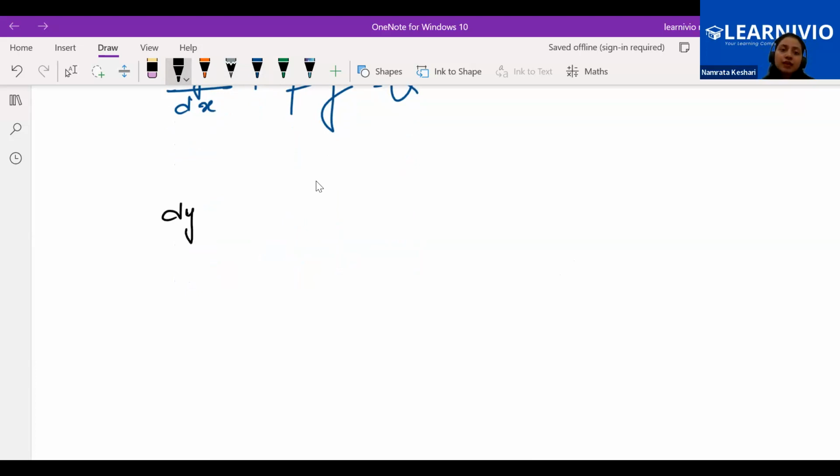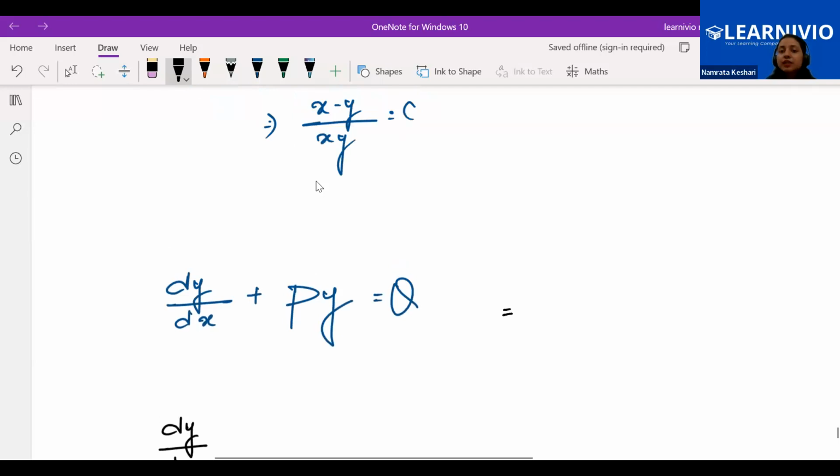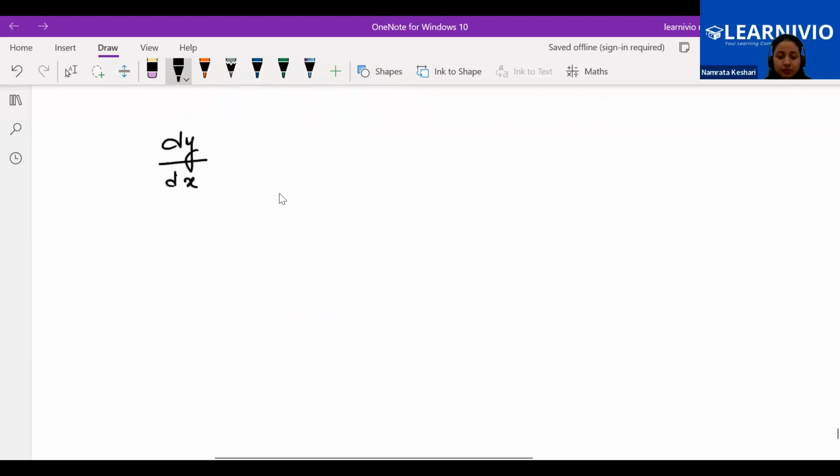So suppose we have dy by dx is equal to, okay, one more thing let me note over here. Whenever we have this type of structure, we will find the integrating factor first. The integrating factor is e to the power integral of P dx. So let's solve this question. dy by dx minus y is equal to cos x.